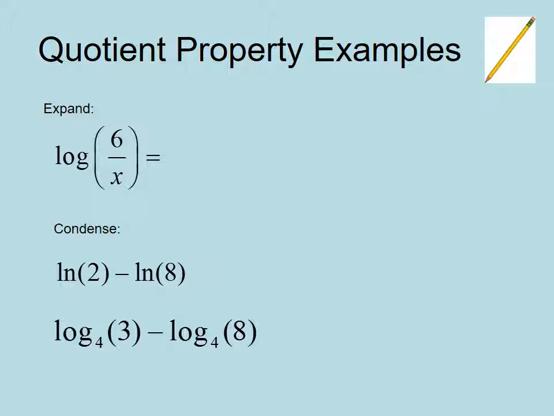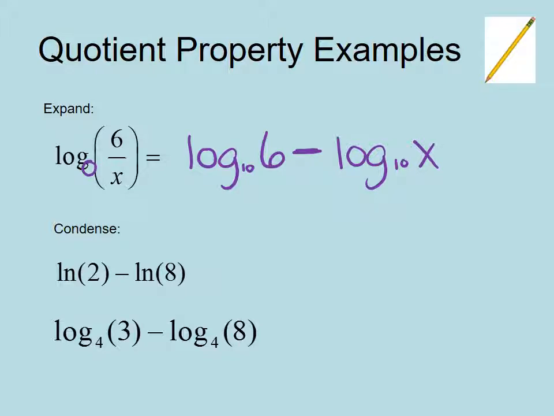Let's take a look at some examples of the quotient property. The quotient property says that we're going to change the dividing into subtracting. If there is no base, we know that's common log, so it's base 10. If you want to include the 10, that's fine. The top number comes first, and we subtract the common log of the denominator.